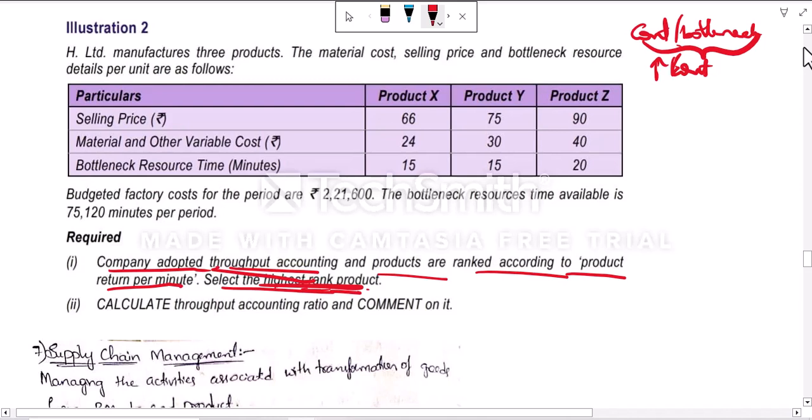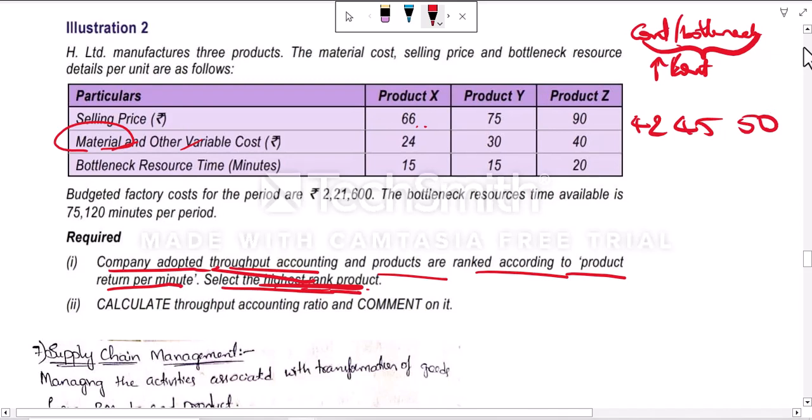First we will find the contribution: selling price minus material and other variable cost. If he gives material cost and other variable cost separately, we consider only material cost, but here he has combined them, so we have to take the complete amount. Then what will be the contribution? 66 minus 24, 42. 75 minus 30, 45. 90 minus 40, 50.